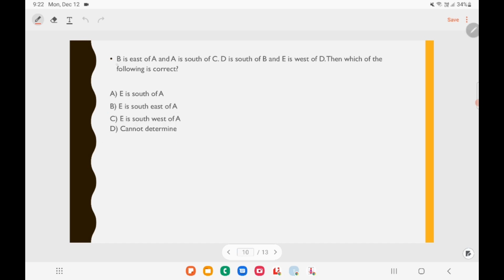So B is east of A. That means, let us say this is our point A. Then B is east of A, so B is somewhere here because this is east. And A is south of C. That means C is somewhere here because A is south from C.